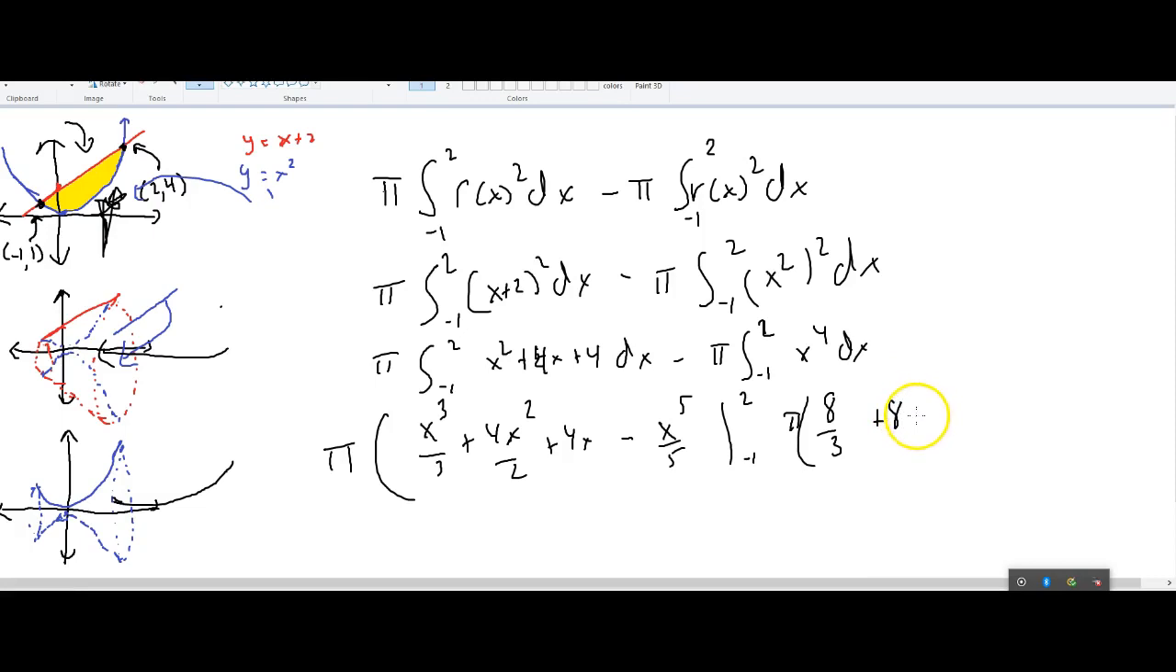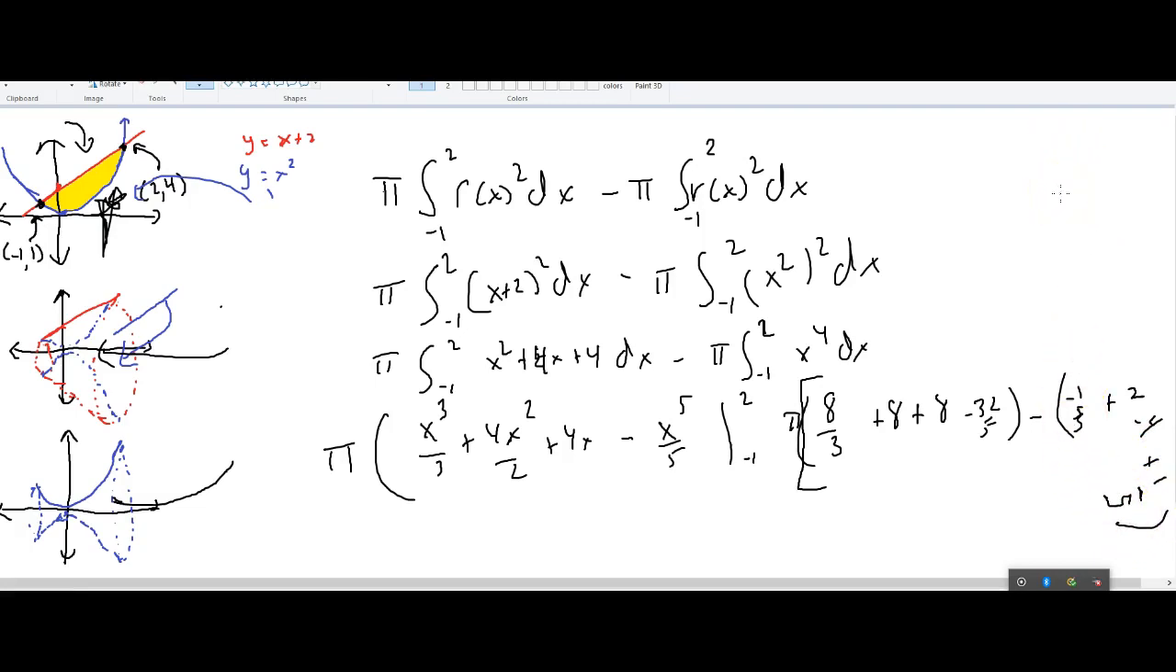2/4 plus 8 minus 32/5, minus, I put in a negative 1, I get negative 1/3 plus 2, that doesn't work. Yeah, plus 2 minus 4 plus 1/5. All right. And then the rest, you just simply add it all up.